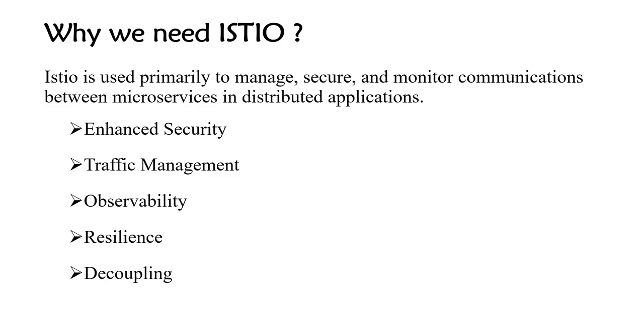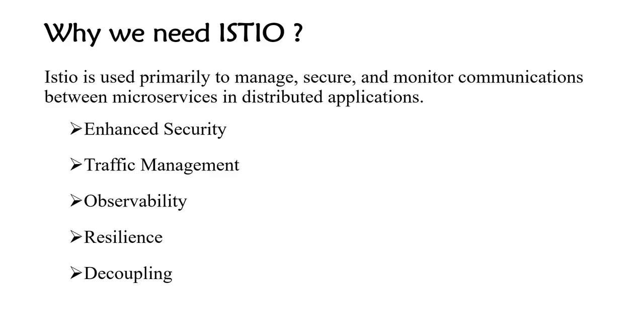And traffic management. Istio allows fine-grained control over how traffic flows between the services. In traffic management, it includes routing, load balancing and policy enforcement. The next is observability. Istio enhances observability by providing metrics, logging and tracing capabilities. This helps in monitoring the service performance and diagnosing issues.